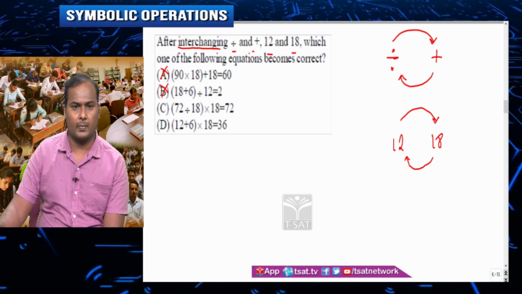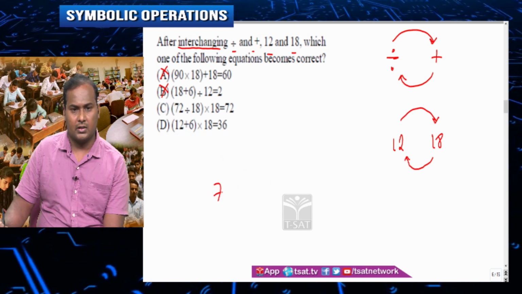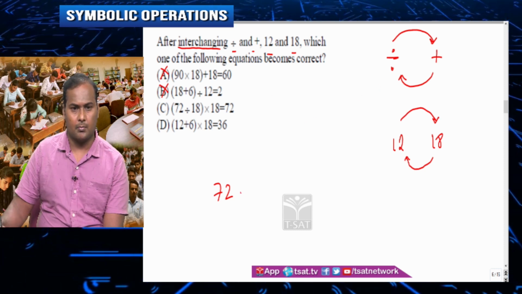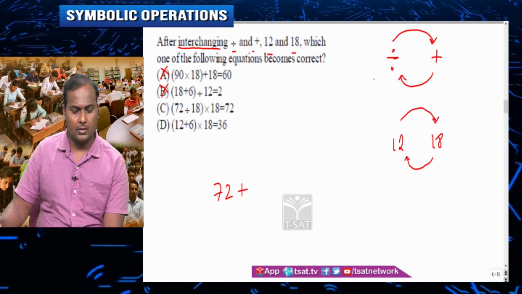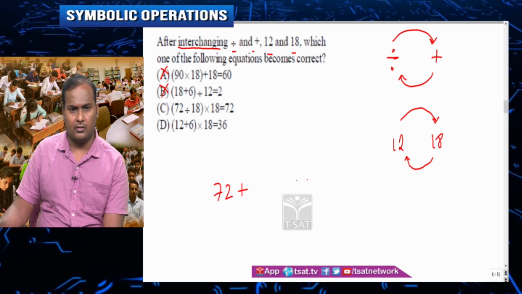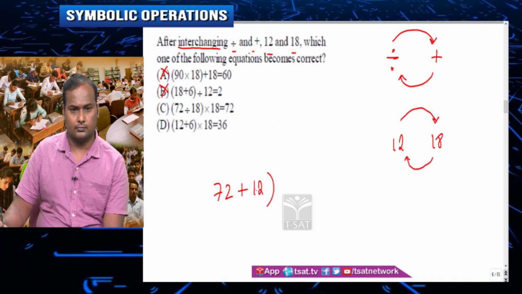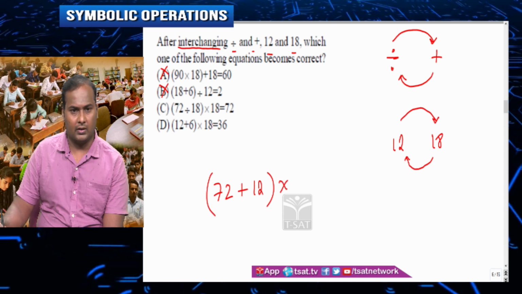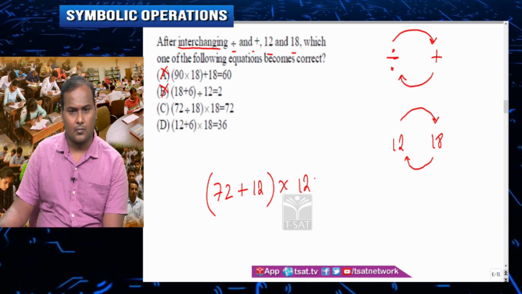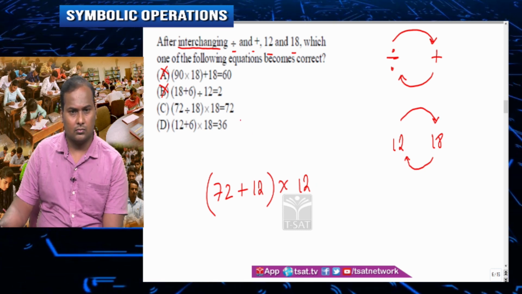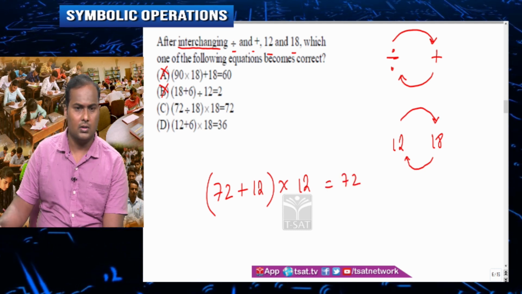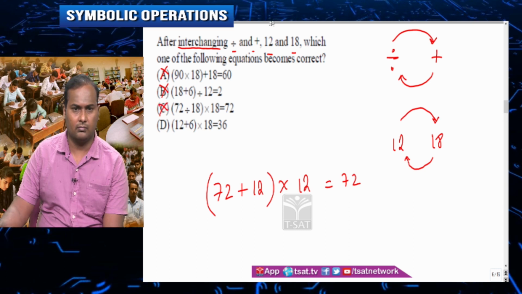Let's look at option C. In option C, you write 72 as it is, then division. Division means plus, so you replace it with plus, and then you have 18 here. When you have 18, you replace it with 12. Again you multiply it with 18, and in the place of 18 you put 12. Is it equal to 72? You need to check it out. Okay, it's not equal to 72. So option C is also wrong.